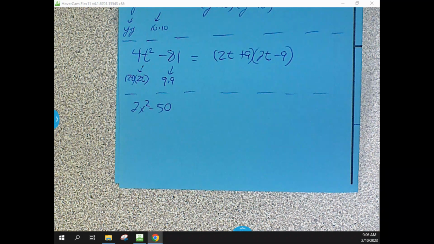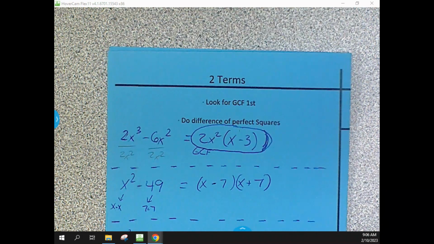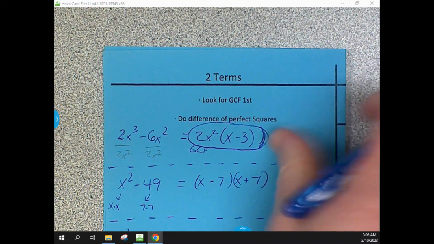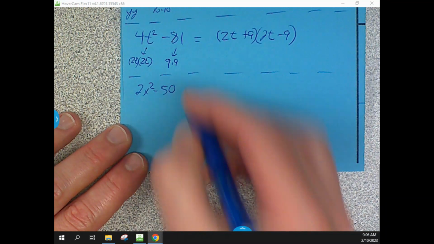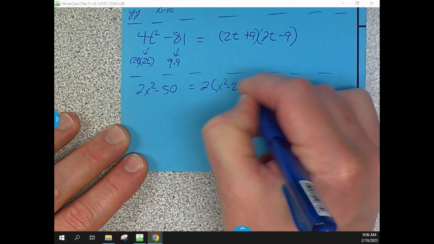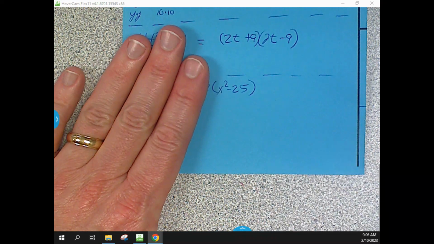And the first thought is, well, okay, 50, there's nothing you can do times itself to get 50, right? So here's what you do for 2 terms. Before you do the perfect squares, you always look for a greatest common factor first, every single time. Because you've got 2x squared and 50, right? So you could factor out a 2. Divide both numbers by 2, that'll leave you with x squared and 25. And forget about the 2 for a minute.